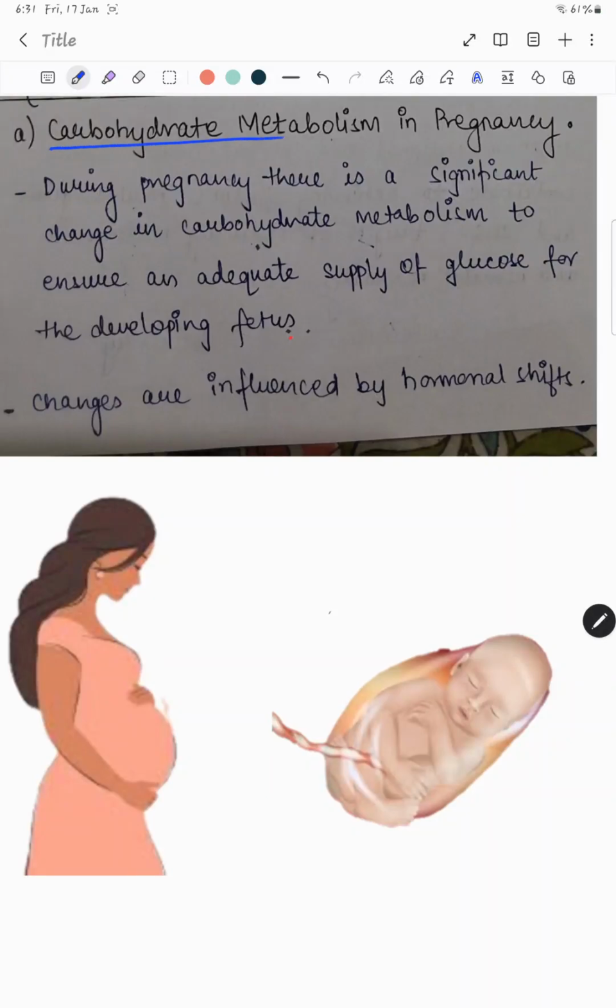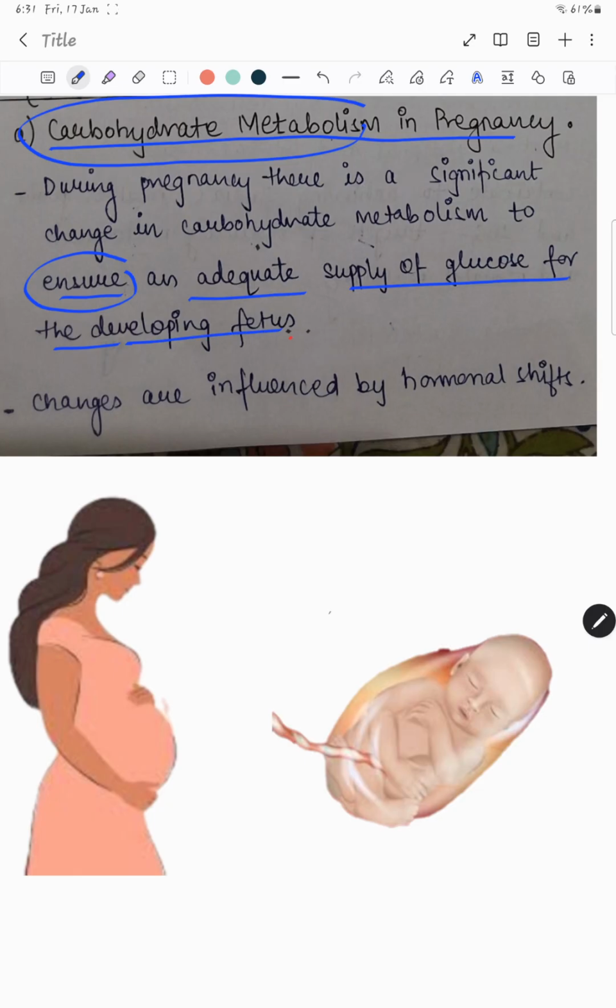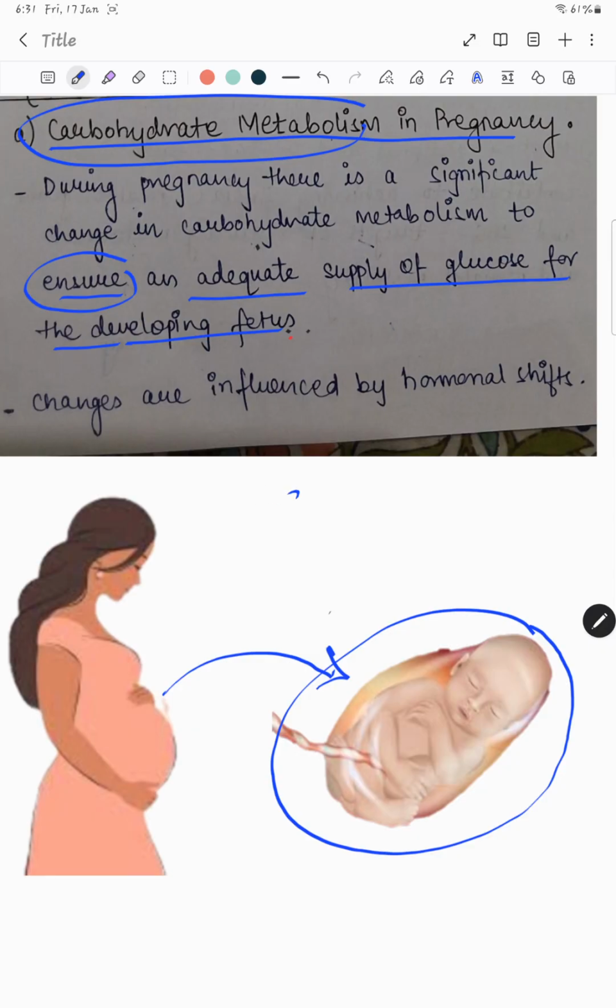Here we'll discuss carbohydrate metabolism in pregnancy. Why is it happening? Carbohydrate metabolism changes just to ensure an adequate supply of glucose for the developing fetus, to meet its growing needs. The mother will provide glucose to the fetus. The fetus is solely dependent on the mother for that glucose, and this glucose is provided via the GLUT1 and GLUT3 receptors, and this type of transfer is known as facilitated diffusion. So whenever there is diffusion via these receptors, this is known as facilitated diffusion.